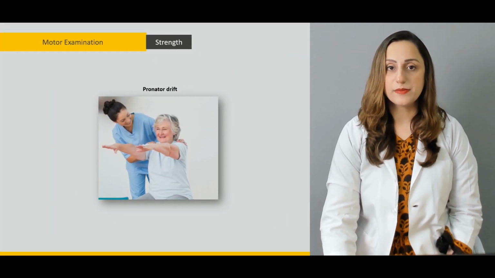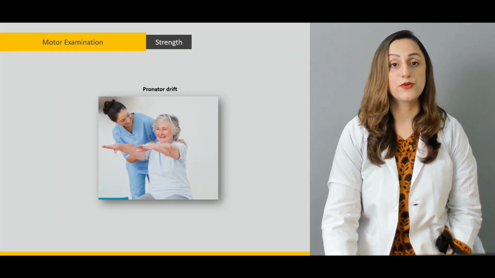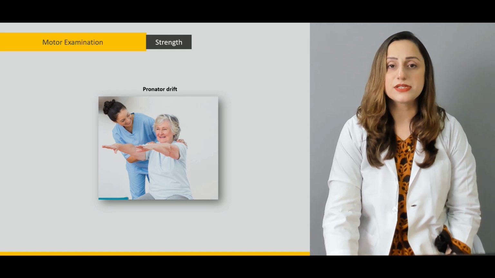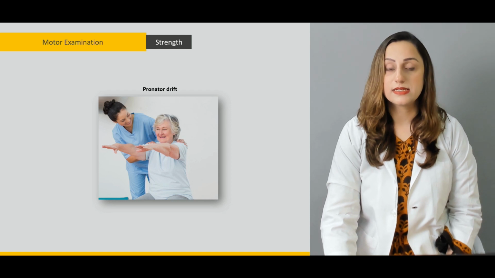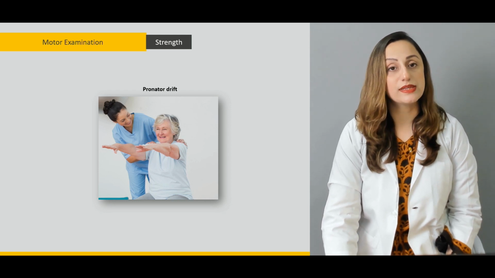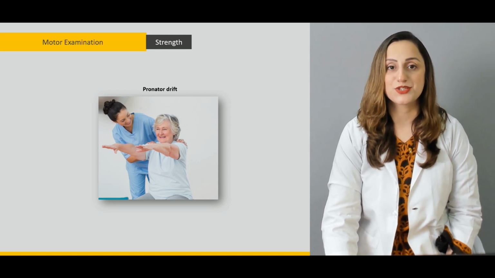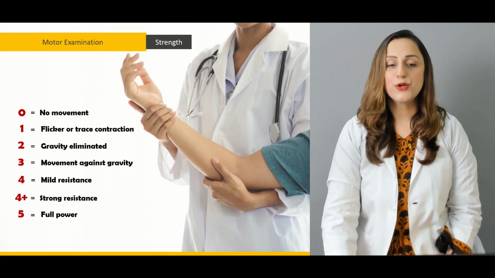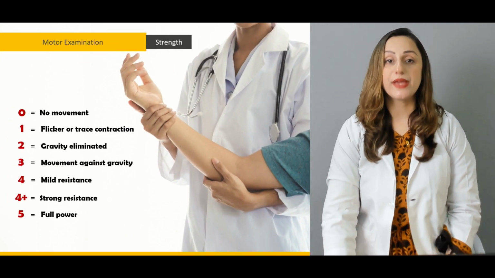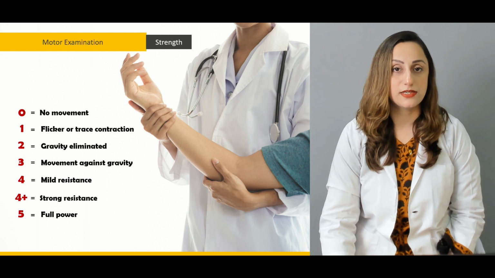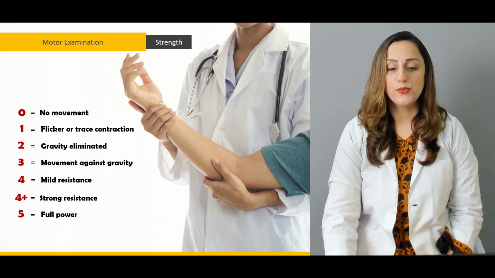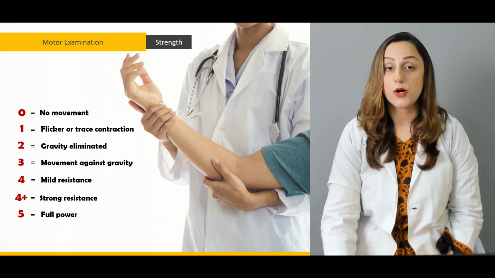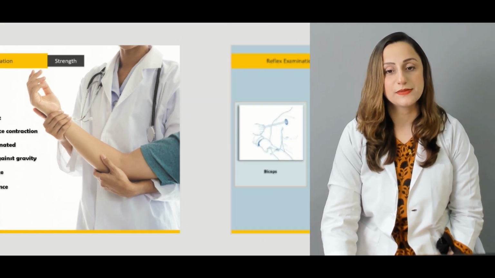The strength of the muscles is also assessed by performing minor tests such as pronator drift. How do you perform this test, and what are the abnormalities that can be elicited, will be discussed over here. Then we're going to move on to how you are going to grade the strength in a particular patient, ranging from 0 to 5, from no movement to full power.